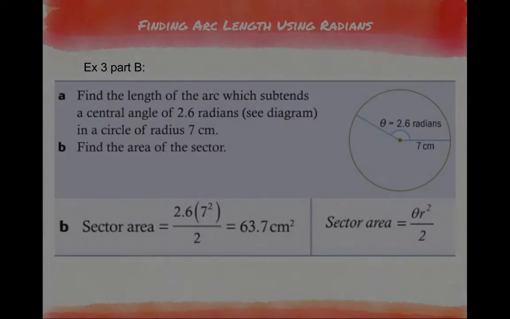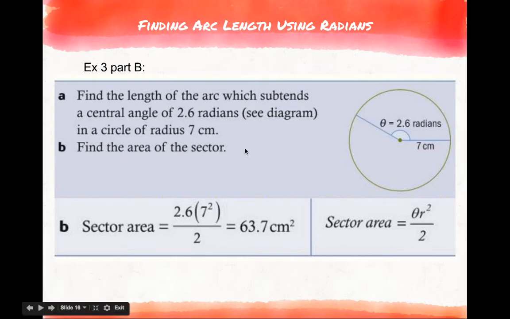And now we're going to actually find the area of the sector. So back to that same example, what would the area of the sector be? If I use the formula which says take your radians, multiply it by your radius squared, and divide it by 2. I know my central angle is 2.6 radians. I multiply it by my radius, which is 7, I square it, and then I divide it by 2. Put this in my calculator, and I get 63.7 centimeters squared.